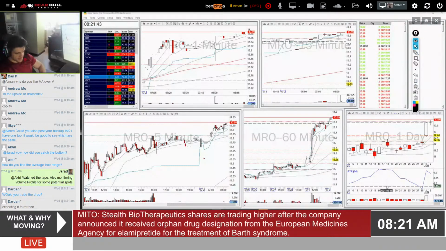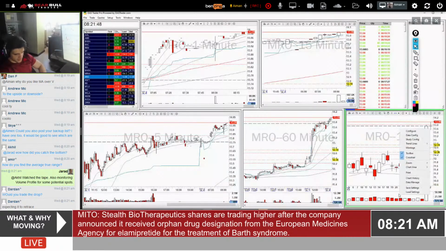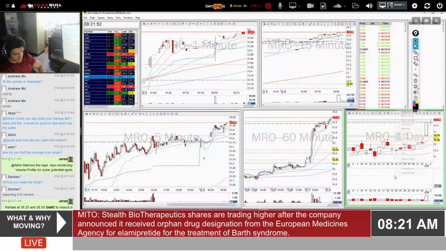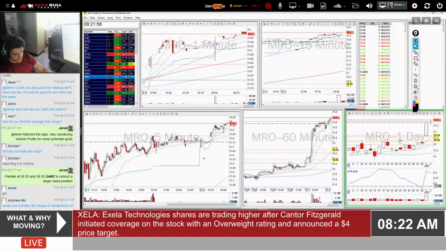Amir, the average true range, you can add it in DAS this way. Right click on the volume area, chart area, add new area before, then right click on this gap area, study config, and add the average true range. And you see that MRO has an average true range of somewhere around 0.50.